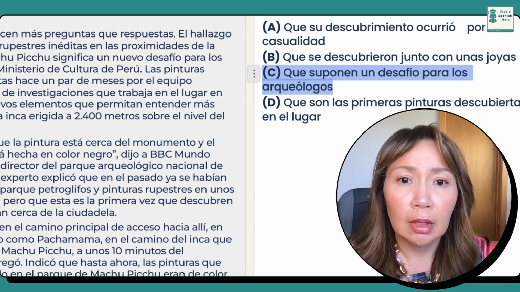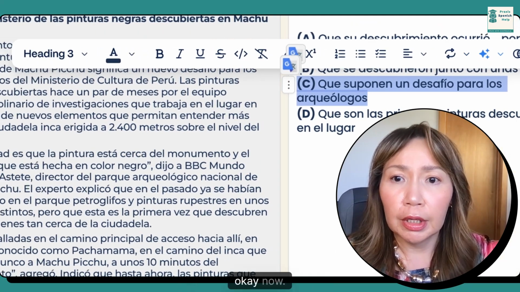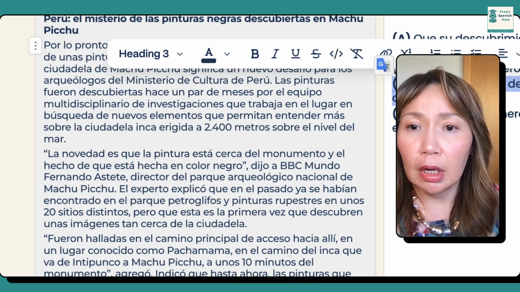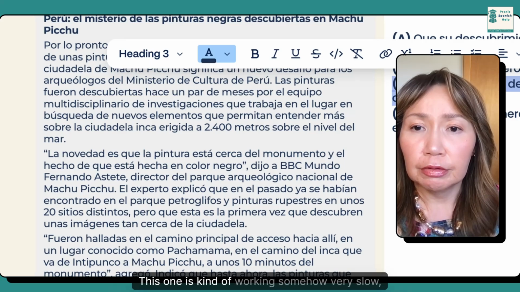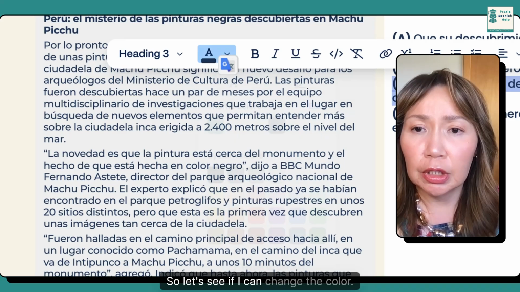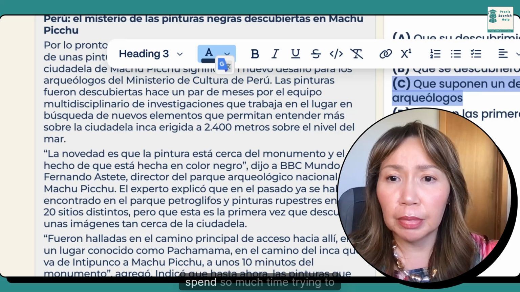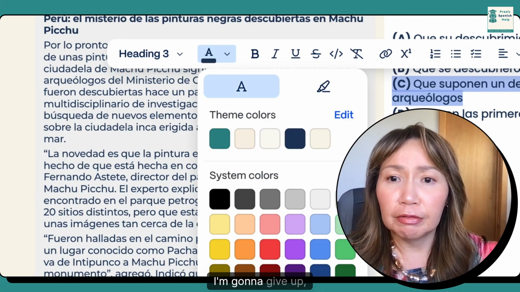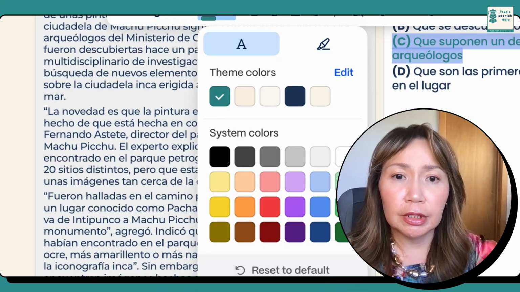I was going to highlight in yellow, but somehow it's not working. So now I'm just going to make it different colors so that we know which one is the correct answer. This one's working very slowly, I don't know what's happening. Let's see if I can change the color. If not, we're just going to move on, because I can't spend so much time trying to change the color. Okay, I'm going to give up. Maybe this one's going to work now. Okay, so I changed the color. So the C is correct.